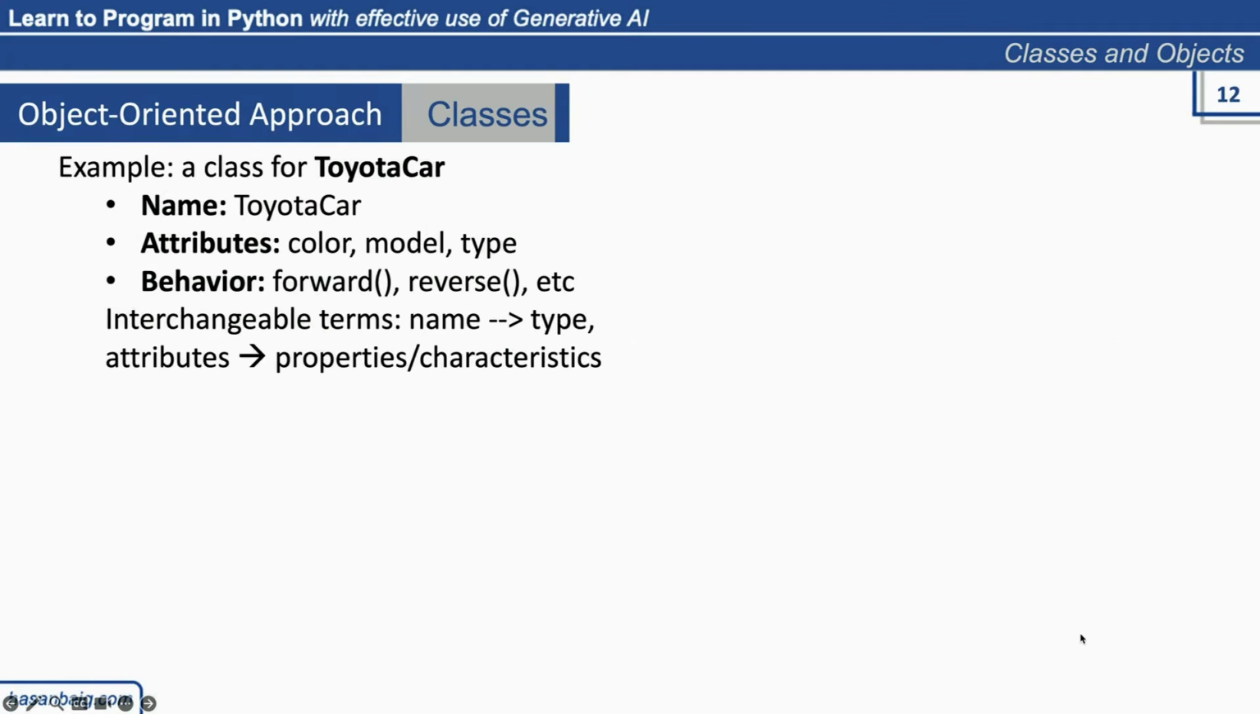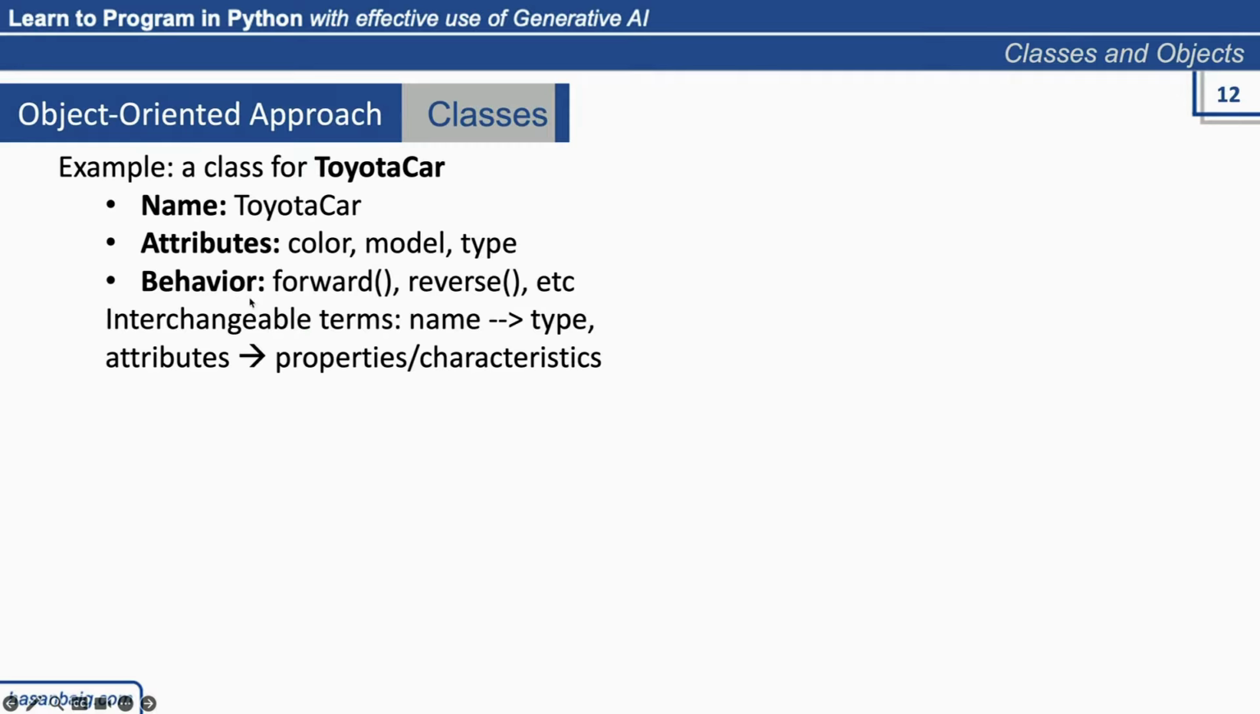So let's take an example of Toyota car, that we are creating a car template for Toyota company, and based on the base template we would be able to create multiple objects, multiple instances. So name is Toyota car, name of the class. Let's say it has some attributes associated with it. The attribute could be color, could be a model, or the type of the car.